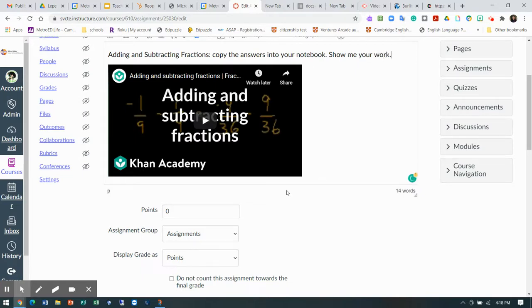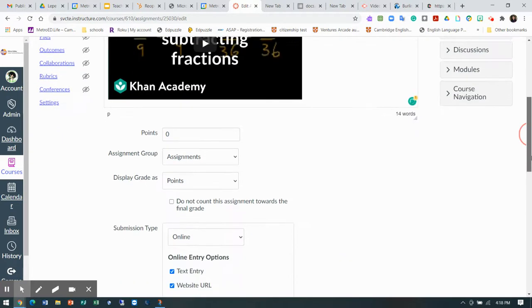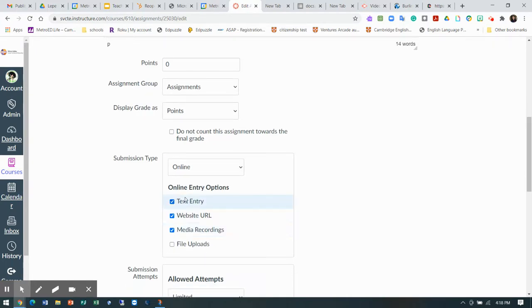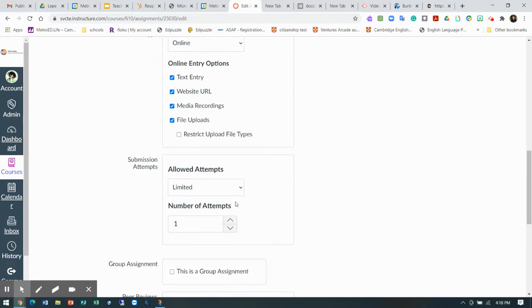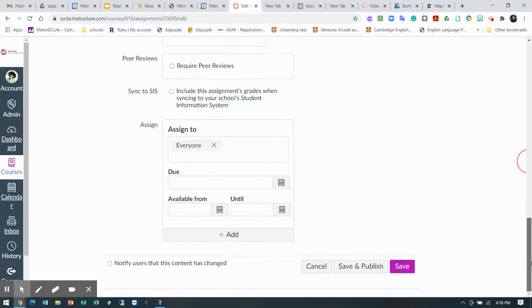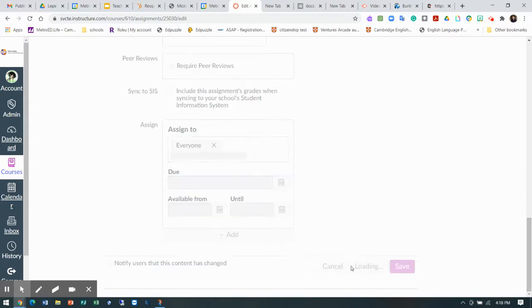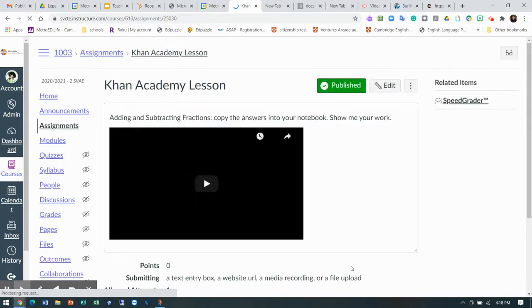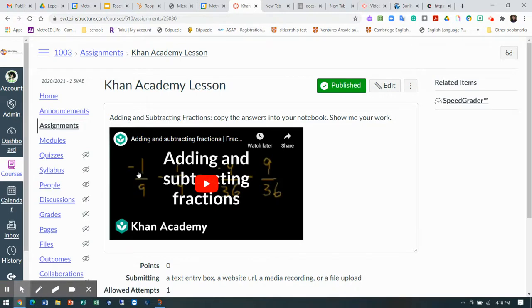All they have to do is use the media file, hold their notebook up to the camera, and then they'll be able to submit their work to you when they're done. It's limited, and they just turn in that assignment, save and publish. Okay? All right. So that's math.